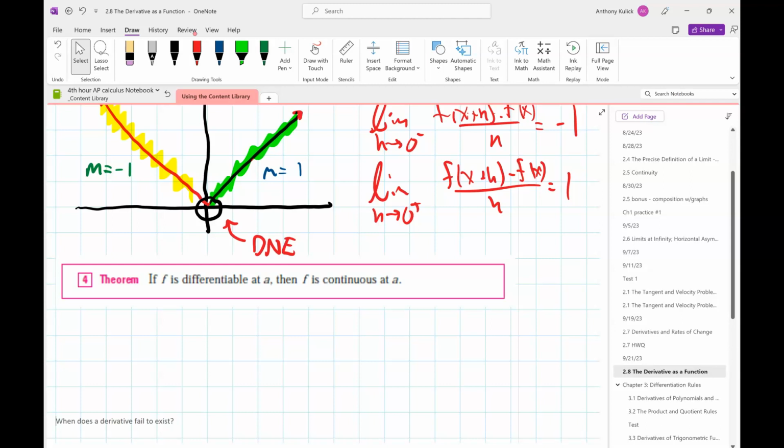Trying to remember the geometry terms. Does differentiable just mean it has a derivative at that point? Correct. So if I do f prime of A, that's a number. That's all it means.